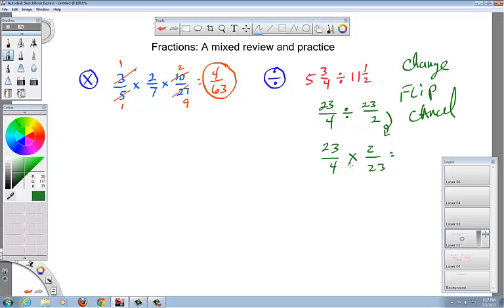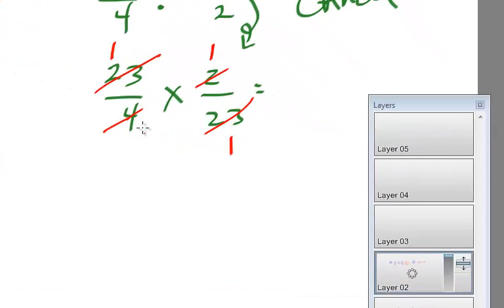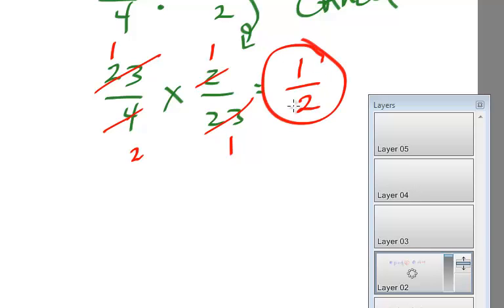So now I try to cancel. The 23 and the 23s are just screaming. Let me get my red pen of doom. And this would be 1 and 1 because 23 is a common factor of itself, obviously. 23 goes into 23 once and once here. The 4 and the 2 are divisible by the number 2. So 2 goes into 2 once and 2 goes into 4 twice. This 1 times 1 is 1. 2 times 1 is 2. 1/2. Final answer. Fractions are not a problem.